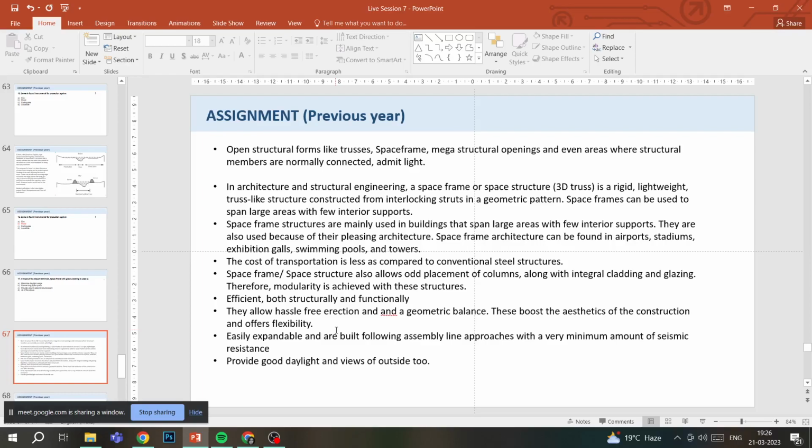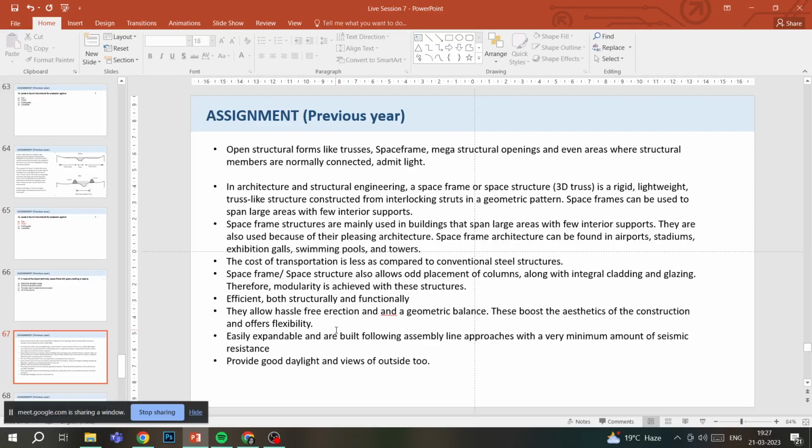So, a space frame or space structure is basically a 3D truss. It is rigid, it is lightweight, it is a truss-like structure constructed from interlocking struts in geometric pattern. Usually there is a tetrahedron that is connected in different arrangements to create a space frame. They are used to span large areas with very few interior supports. The space frame structures are used in buildings that span large areas. They are used because of their pleasing architecture. Space frame can be found in airports, stadiums, exhibition halls, swimming pools, and towers.